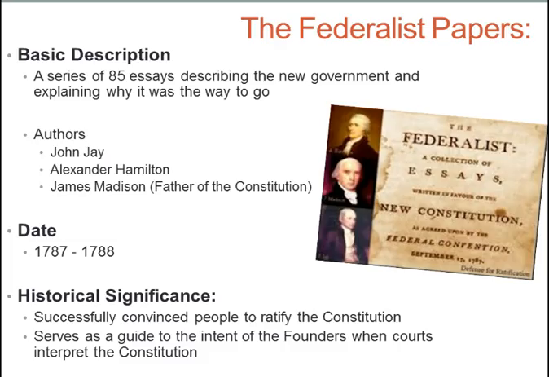So once we start this debate, we come up with a constitution, and then we have to convince people to ratify it. So the Federalists wrote what were known as the Federalist Papers, and these were a series of 85 essays describing the new government and why it was the way to go, why this was a really good option. The authors were John Jay, Alexander Hamilton, and James Madison, who coincidentally is known as the father of the Constitution.